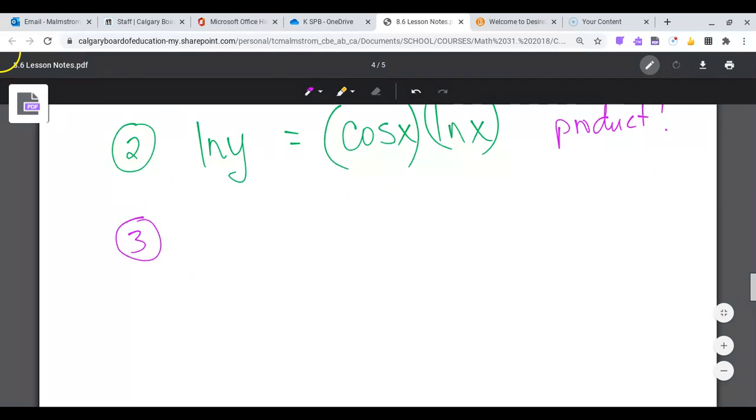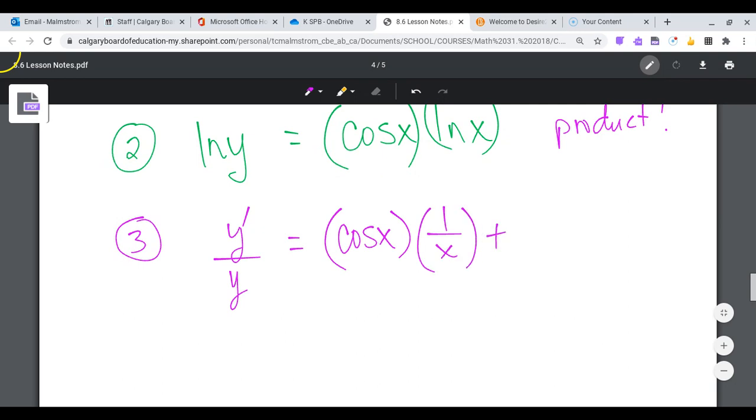So the derivative of ln y is 1 on y prime. You might just get into the habit, and perhaps you've already been doing this, y prime on y is equal to, so 1, which is cos x, d2, 1 on x, plus 2 ln x, d1, negative sine x. All right, so there's our little rule.